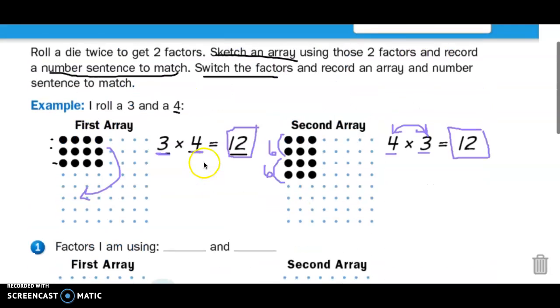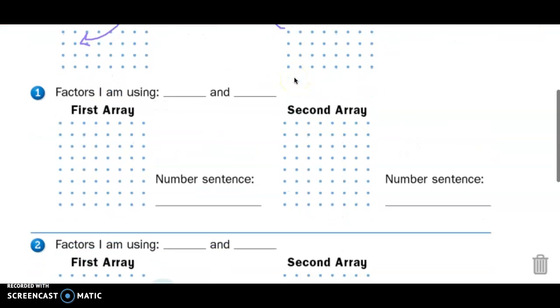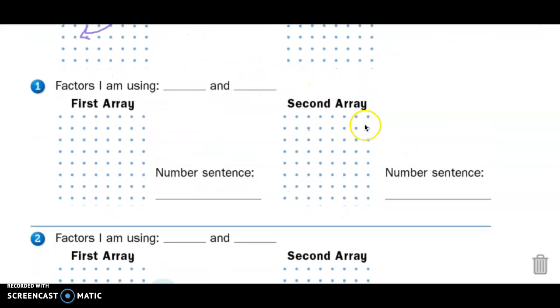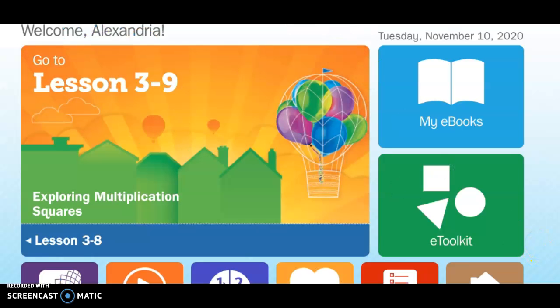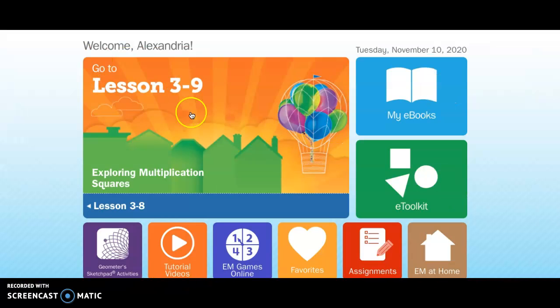Then remember, you switch the factors. So if you had 1 and 2, now you're going to switch them. Now it's going to be 2 and 1. What if you're like, Miss Schmidt, I don't have a dice at home? Well, you know what you can do is you can log on to your Everyday Math. You guys should be experts at using this by now because I've told you to come here for all of your math boxes and oh boy.